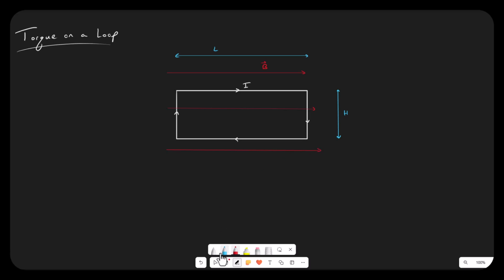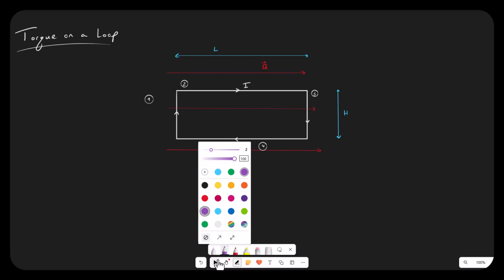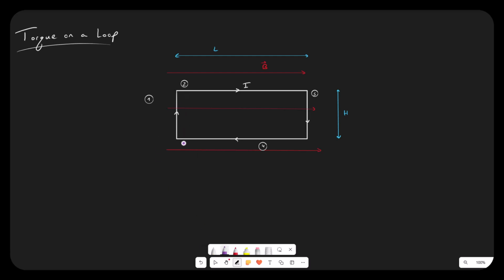So a couple of things are going to happen, and to get this I would like to start by numbering the sides of this wire: 1, 2, 3, 4. I'm going to look at each side individually. Looking at side number 1, I have a current going upward. I have a magnetic field going to the right. So what I end up with is a magnetic force that points into the screen. If you're not completely convinced, take a second and right hand rule that thing, you'll see it.